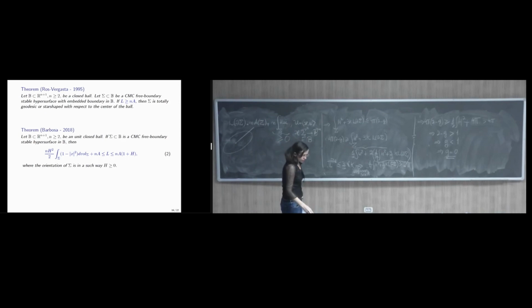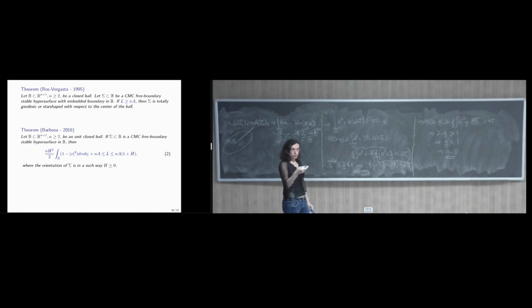So what's the next result that you can prove? This result is by Ezequiel Barbosa, from Universidade Federal de Minas Gerais, in Brazil. And what did he prove? In the case here by Ros-Vergasta, you have assumed that the length of the boundary is bigger or equal to n times the area. So the question is, can you remove that? Barbosa showed that with the same hypothesis provided by Ros-Vergasta, you can remove this one.